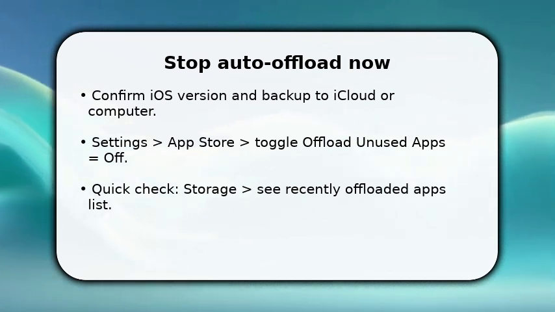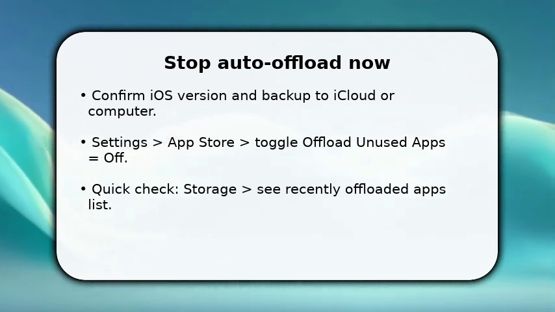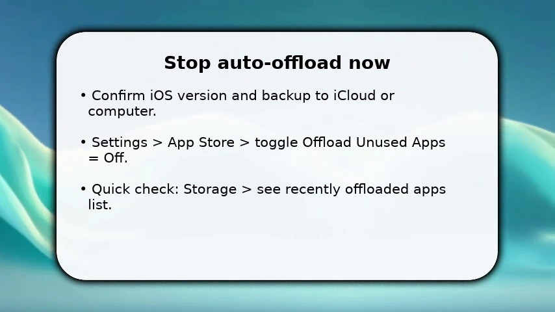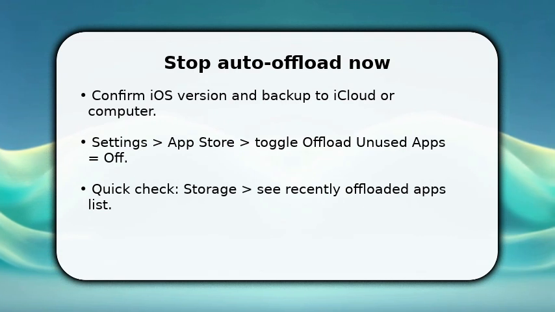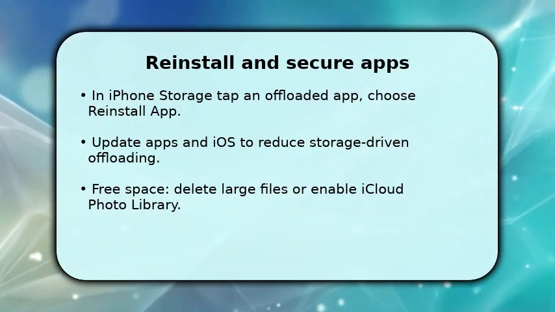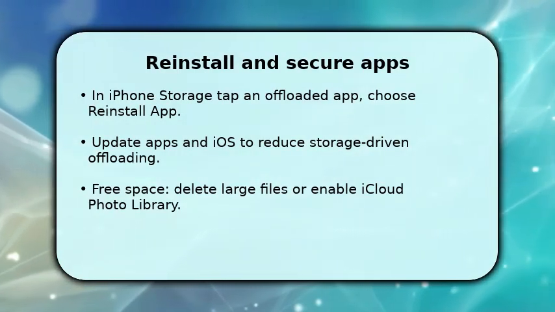Once done, open Settings, General, iPhone Storage to view which apps were offloaded. Make sure you note any large apps you want reinstalled immediately so you can restore their data and avoid surprises later. Now you'll recover the offloaded apps and remove triggers that cause offloading.